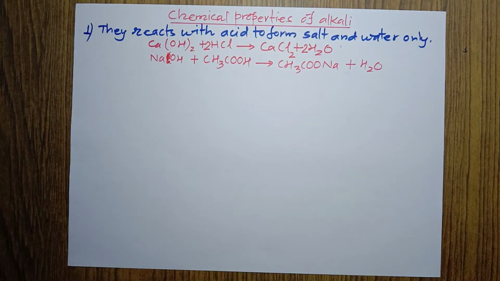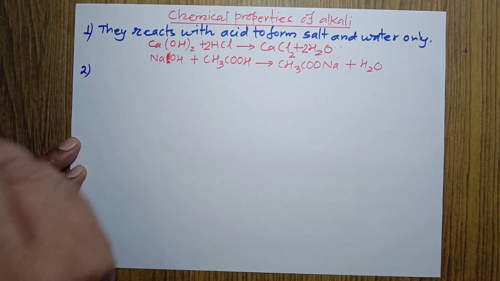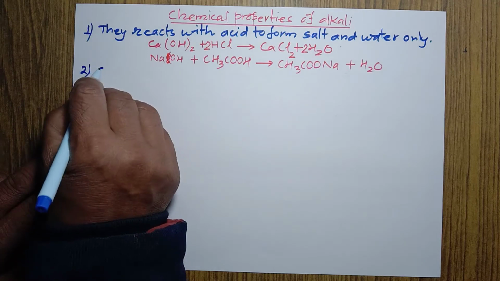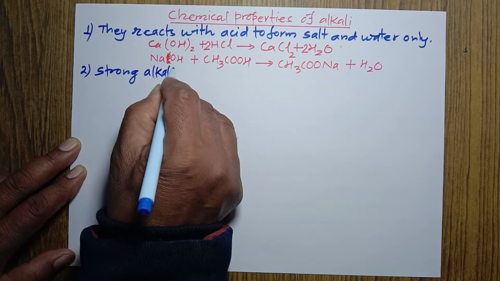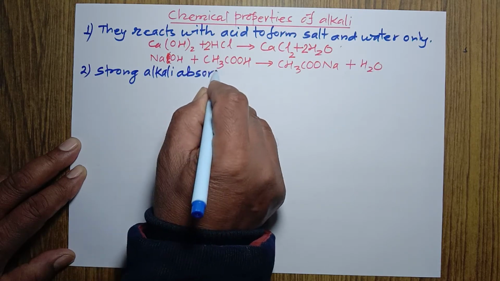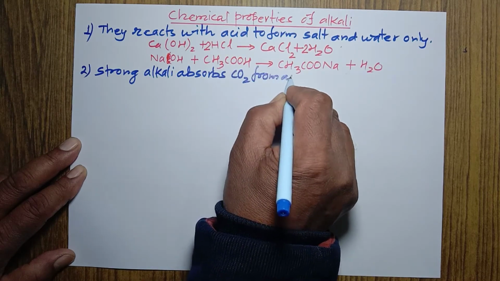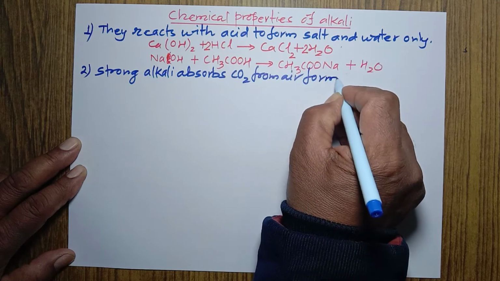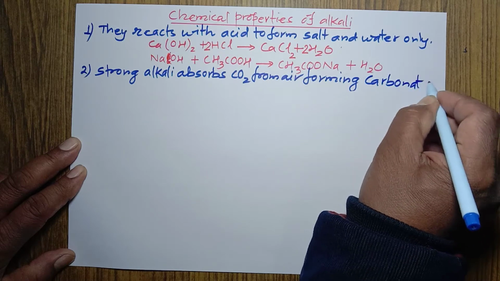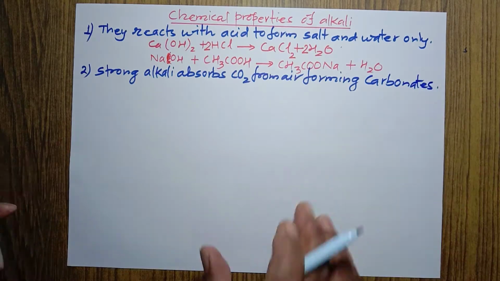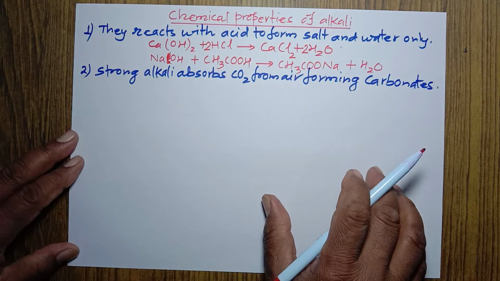Now let's talk about another chemical property. Number 2, strong alkali absorbs CO2, carbon dioxide, from air, forming carbonates. Now we are writing the chemical reaction and giving that reaction as an example.